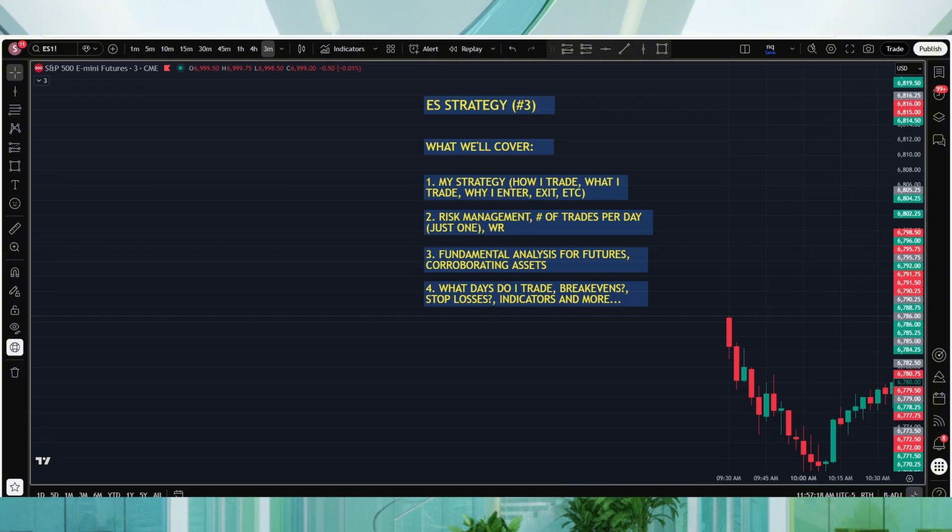So I'm going to try to do a back test with you on my third strategy in the series, the ES strategy. And what we'll cover is our strategy, what I trade, why I trade entries and exits, and then we'll cover risk management, which is always going to be 1.5 to 1 reward to risk. We'll cover the number of trades per day, which is one trade per day, but occasionally we'll take two trades if I take a loss and the market looks hot. So the market's trending in a direction, so I might take another trade. And we'll cover fundamental analysis in a few minutes, and then we'll cover what days I trade.